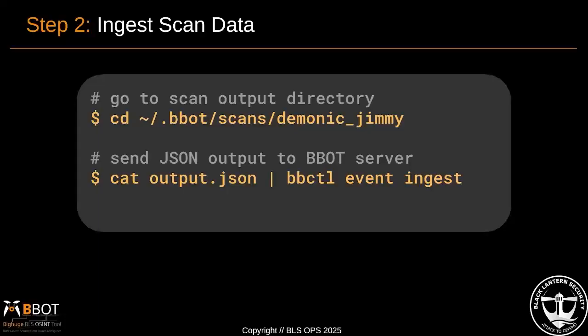Cool. Then we're going to be sending the JSON output to BBOT server, so you just cat that output.json, and then type the command bbctl event ingest. Since the scan is small, it should have about 30 to 40 events on it. Whenever you run the ingest command, you'll see it counts every 10 events: 10 events ingested, 20, 30, 40, until the scan's done. Then you're like, all done, cool, good. So go ahead and ingest your scan data. Please let us know if there are any issues.